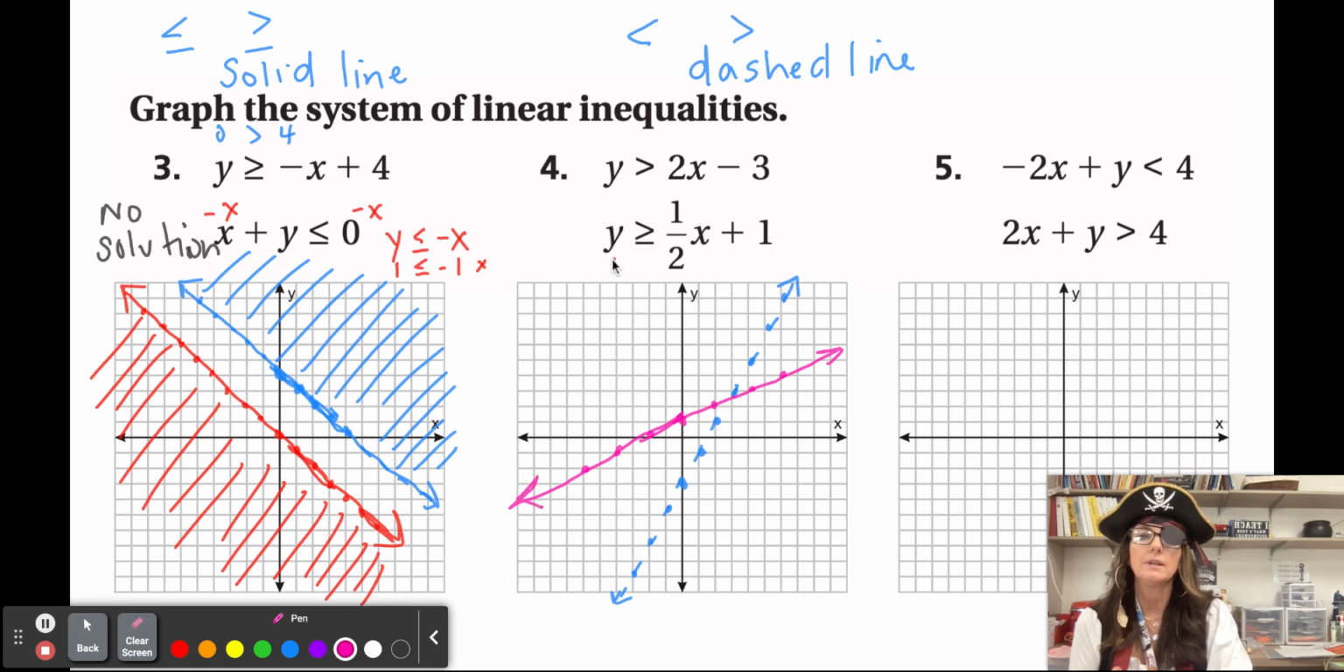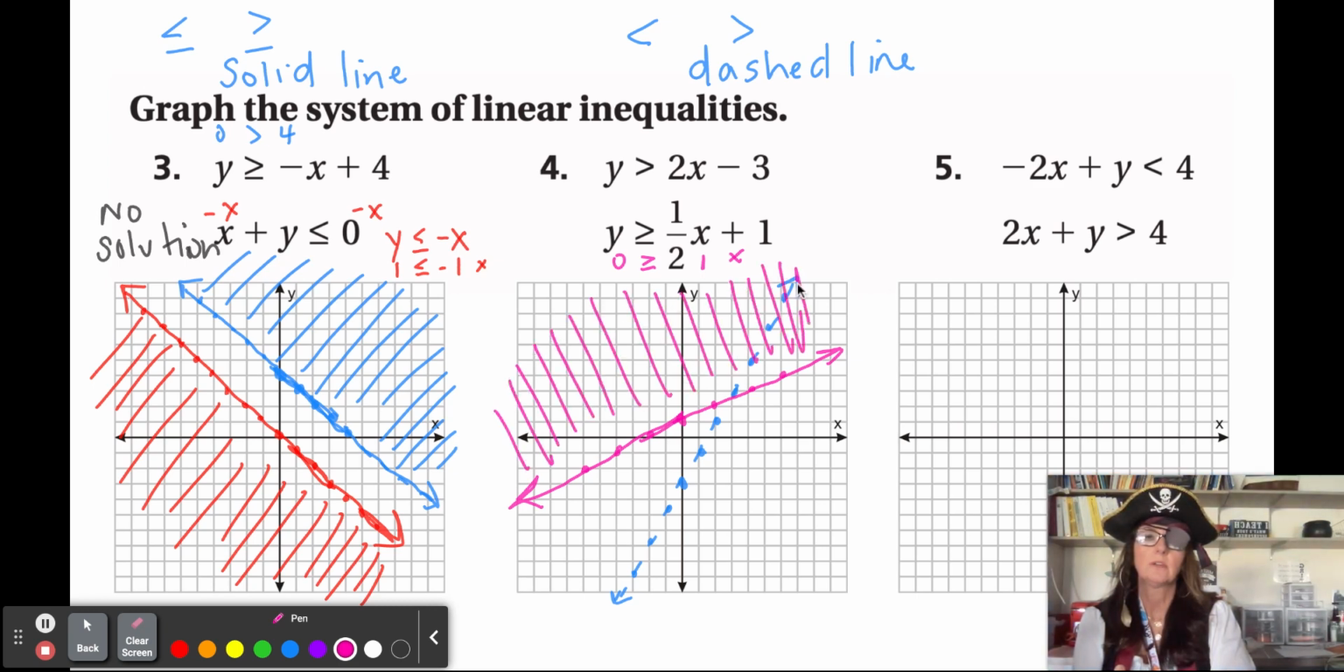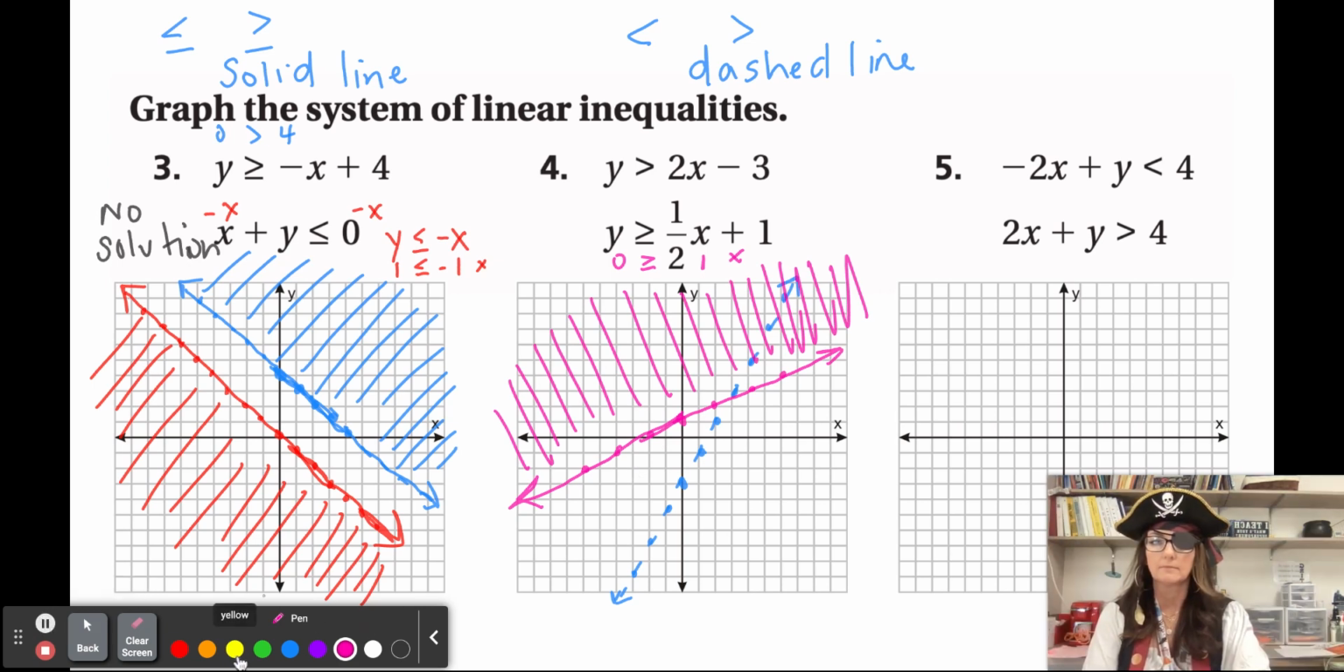Okay, let's just go ahead and test 0. Is 0 greater than or equal to 1? No. So I want to shade above here. Okay. Let's go back to the blue so we can shade in the blue. Okay, so let's go ahead and test 0, 0 here. So is 0 greater than or equal to -3? Yes, it is. So I'm also going to shade in here.